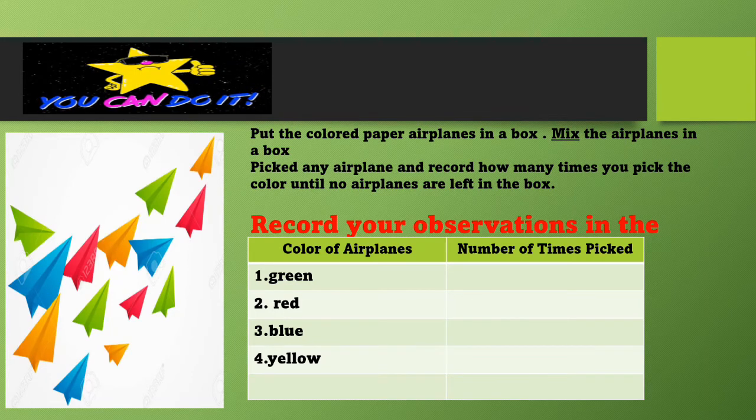Okay, let us answer. The green one, how many greens are there? We have 1, 2, 3, 4. So the number of times that you are going to pick the green airplanes is 4. How about the red one? 1, 2, 3. You have 3. How about the blue ones? You have 1, 2, 3 also. How about the yellow ones? You have 1, 2, 3. So the yellow ones are 3. That is, class, a simple experiment where you record your observations.